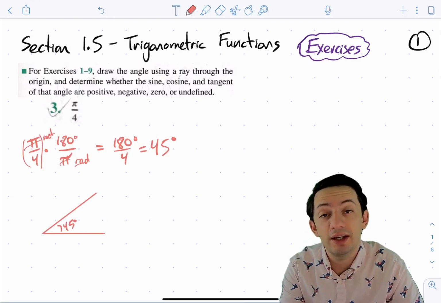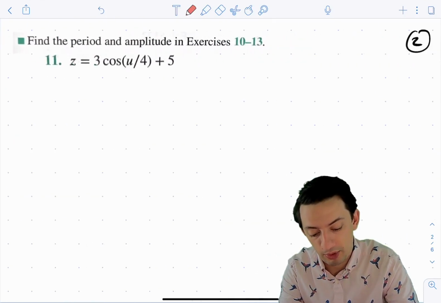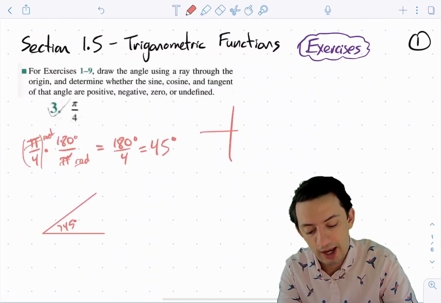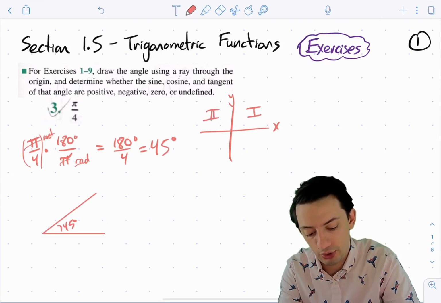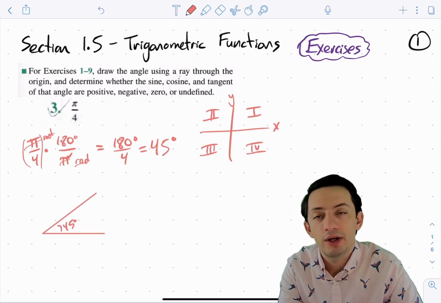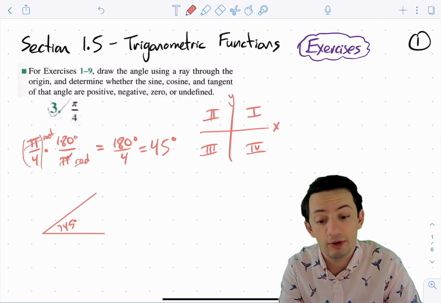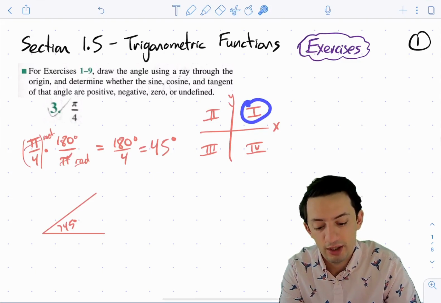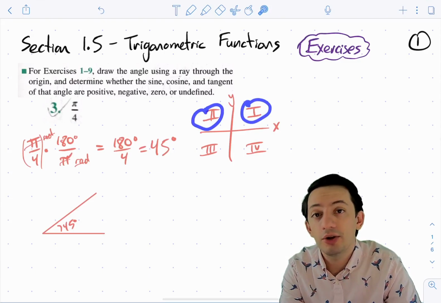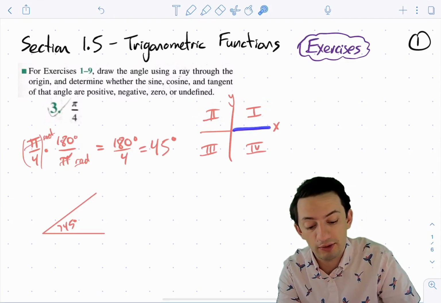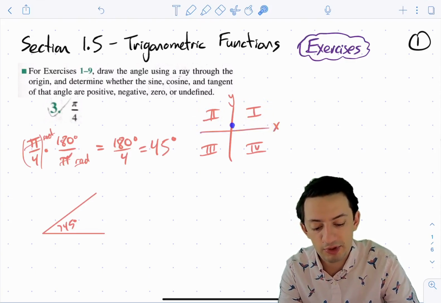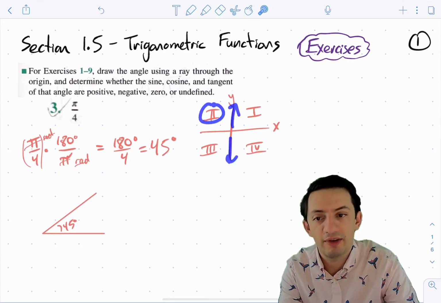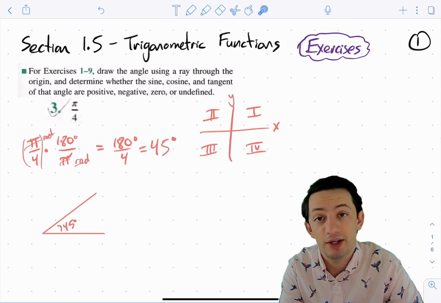The key part of doing this is figuring out which quadrant it is in. Remember that the xy plane is split into 4 quadrants. Quadrant 1, 2, 3, and 4. And in order to know whether sine, cosine, and tangent are positive, negative, 0, or undefined, you need to know which quadrant you're in. For example, here, cosine and sine are positive. Here, cosine is negative and sine is positive. You don't need to memorize that. The way you know that is that cosine represents the x value and sine represents the y value. So if you're here, you have a negative x value and a positive y value, and so on.